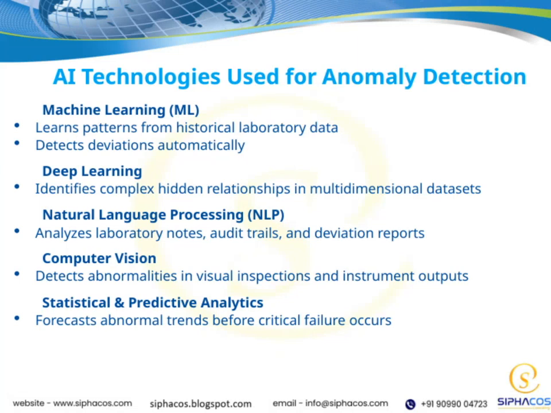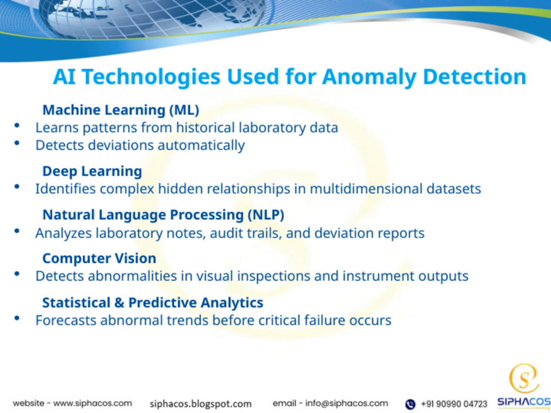Let's take a closer look at the AI technologies we use for anomaly detection. First, machine learning, or ML, plays a crucial role by learning patterns from historical laboratory data. This allows it to automatically detect deviations from normal behavior, which is essential for early identification of potential issues. Moving on to deep learning, this technology helps us identify complex and hidden relationships within multidimensional datasets, uncovering insights that might not be obvious at first glance.